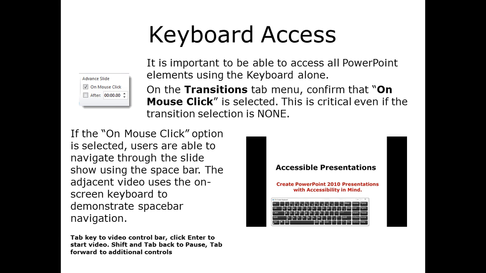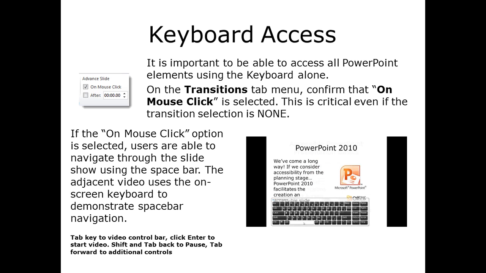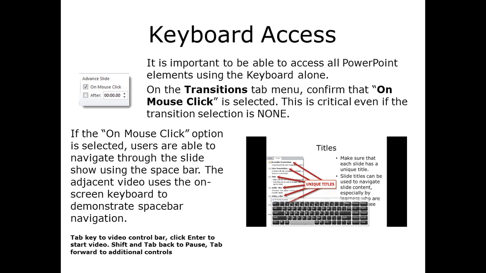I'm going to use my Tab key to access the control in the embedded video in PowerPoint, and now I'll use my Enter key to begin the process. And you can see we're using the space bar to go from one slide to another. Even though it's called on mouse click, the space bar does an excellent job of this. And if someone was using assistive technology as it went through, the screen reader would be reading all the text that's available either in the outline view or in the alternative text.